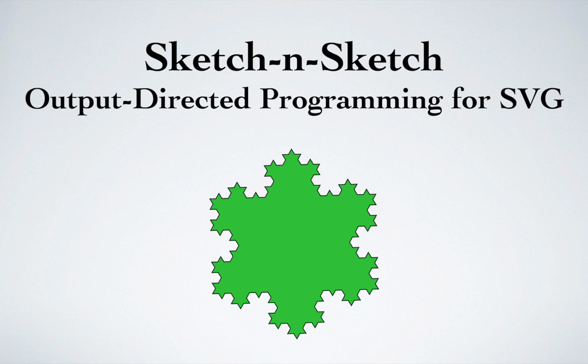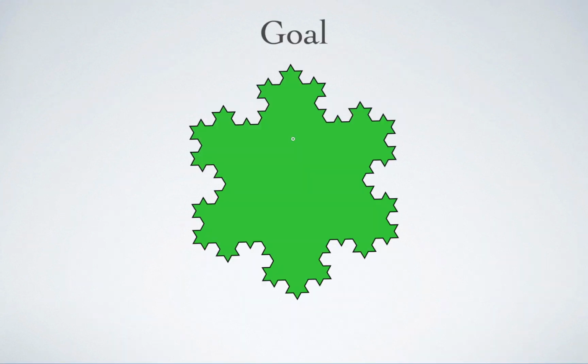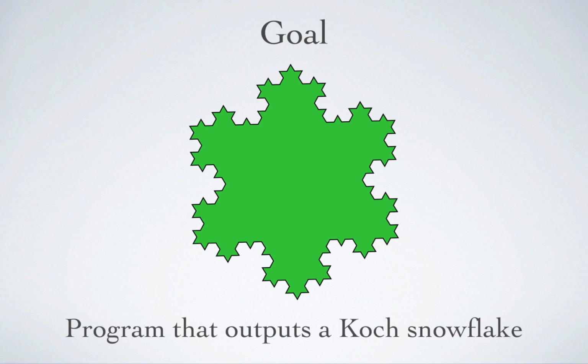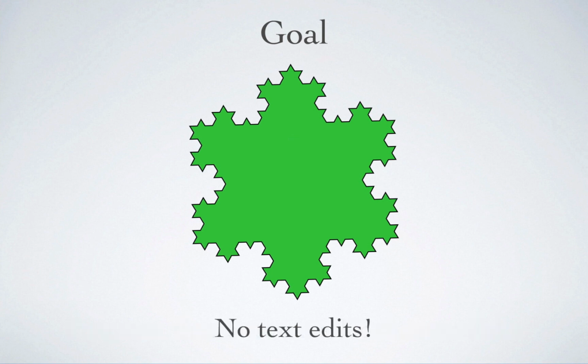In this demo, we use the new and improved features in Sketch-n-Sketch to construct a program that outputs a von Koch snowflake fractal. Although during the demo we could perform normal text editing of the program at any time, we will use only output-directed interactions to make the design.